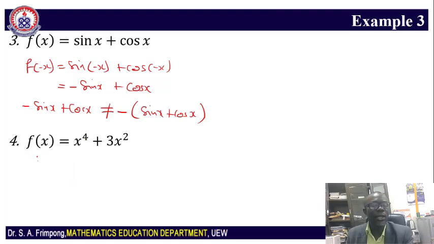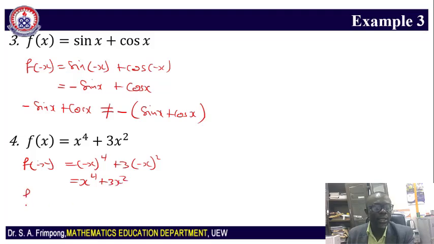Let's look at the last one. So you compute f of negative x, and that will be negative x to the power 4 plus 3 times negative x squared. This is an even power, so it becomes positive x to the power 4. And this is also an even power, it becomes positive x squared, so it becomes 3x squared. So here I can say that this one is equal to this. So I can see f of negative x is actually f of positive x. So the function is even.